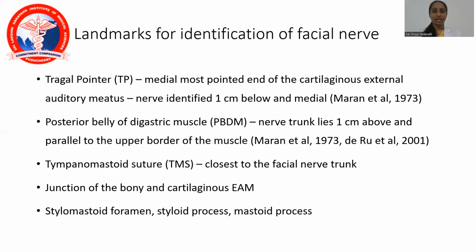There are multiple landmarks proposed for the identification of the facial nerve, including the tragal pointer, the posterior belly of the digastric muscle, the tympanomastoid suture, and the junction of the bony and cartilaginous part of the external auditory meatus. Also, the facial nerve can be identified when it exits the skull at the stylomastoid foramen near the styloid and mastoid processes.